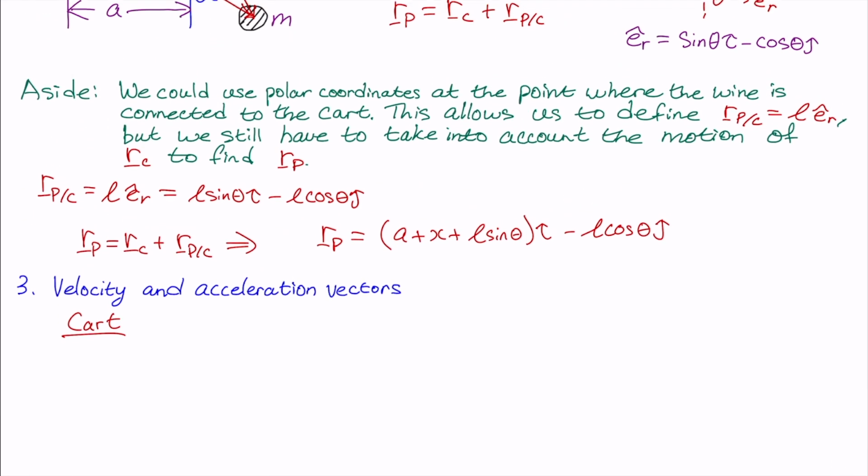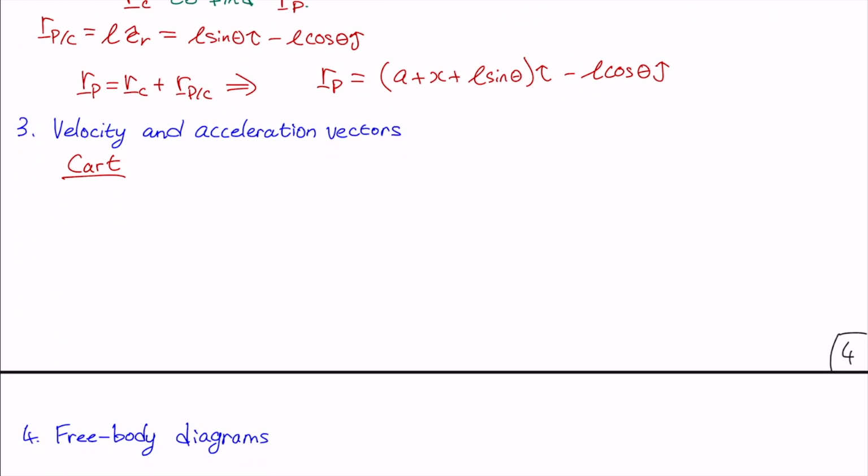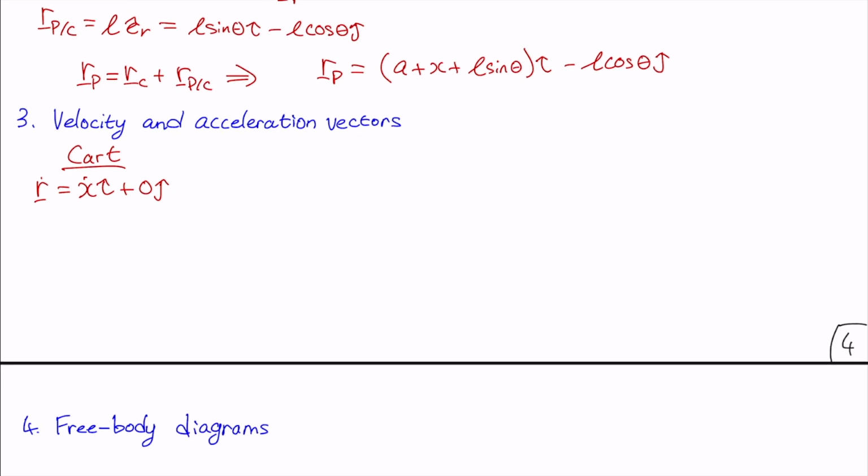So the position vector was a plus x, so for r dot we're going to get x dot i plus 0j. We want to keep the zeros here, even if it's trivial, because when we go and do Newton's second law, we're going to end up applying it in vector form, and we'll need to be able to split that up into components. So keeping the 0 here is convenient for that. This is rc dot, and then rc double dot is equal to x double dot in the i direction plus 0j. All right, so that is our cart.